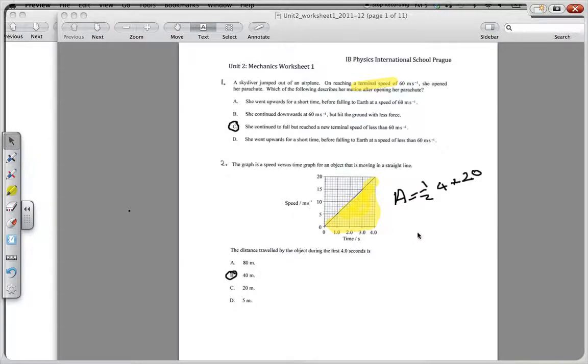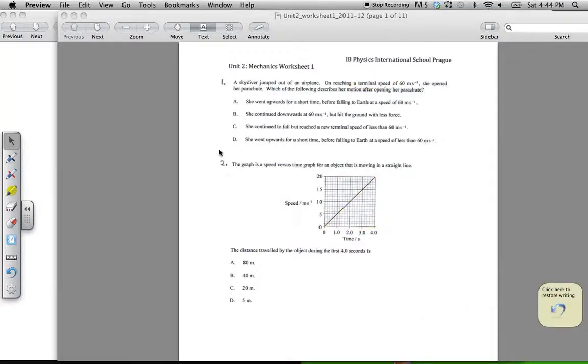Good. So again, if one doesn't have that basic information of knowing that the area between the line and the time axis is the displacement or the distance, then you wouldn't be able to answer that. So the first two are C and B. Alright, let's go on to the next one here.